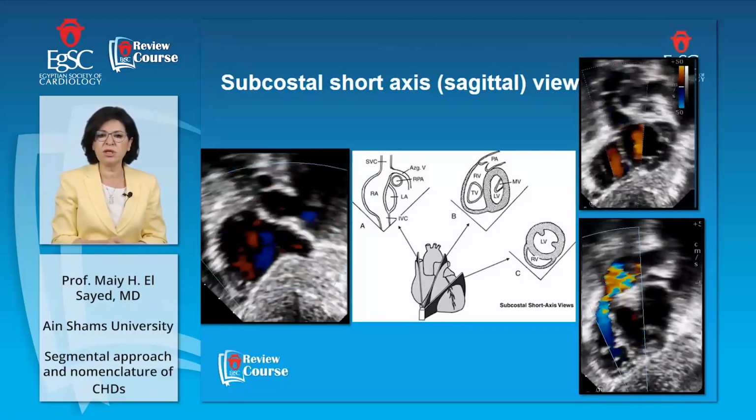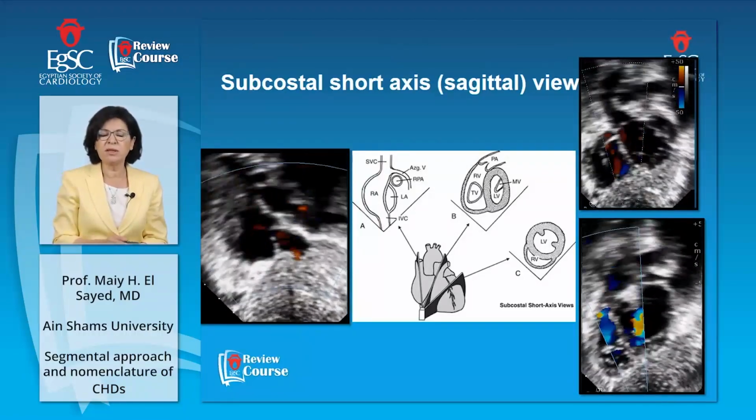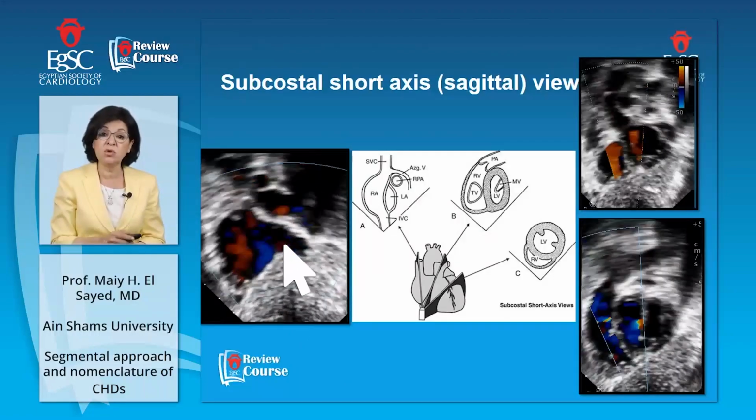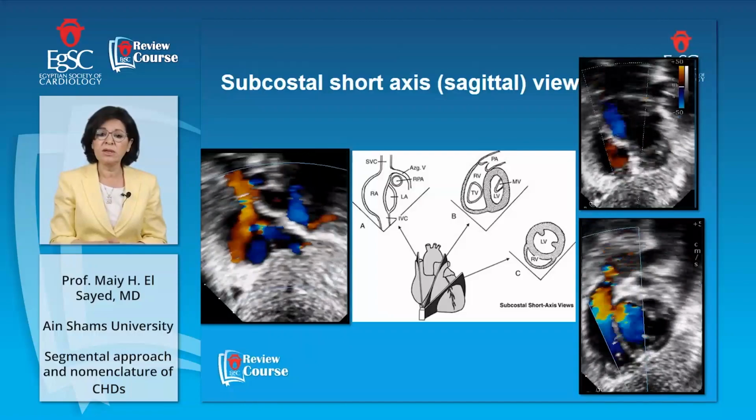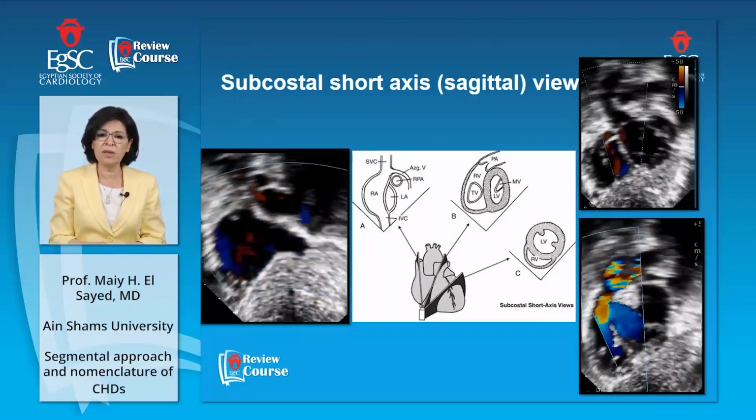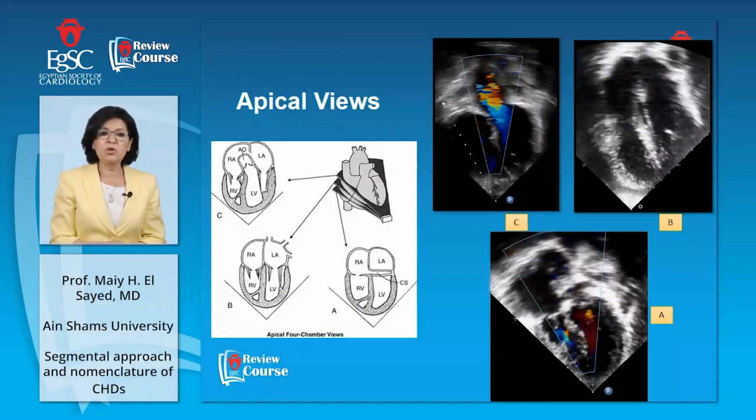This is a representation of this one. So from there, you can see the interatrial septum correctly separating the two atria. You can see the outlet of the left ventricle in the upper panel. You can see the outlet of the right ventricle in the lower panel. And then you do your apical views.